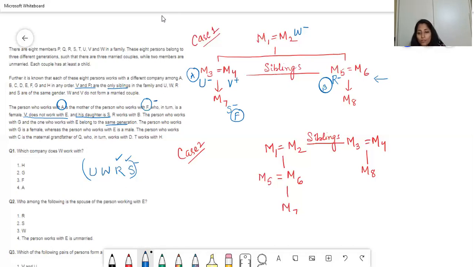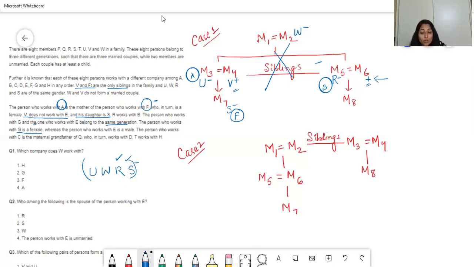So we do not have this line also available to us. This is the only possible line we have for G and E. Reading further, the person who works with G is a female. F, V is also a male, and M6 will also be a male because R is the wife, so the husband has to come here. So this option is out because both the members are male members, whereas we need one female member to work in company G.